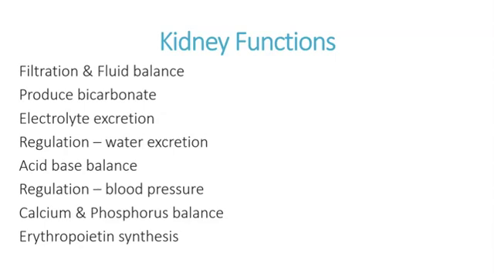Aldosterone goes back to the kidney, that's its target organ, and tells the kidney to hold on to sodium. We end up holding on to water. That increases my blood volume, which increases the blood pressure.